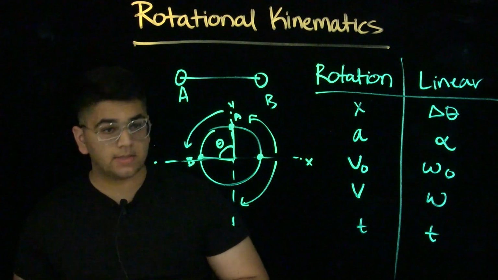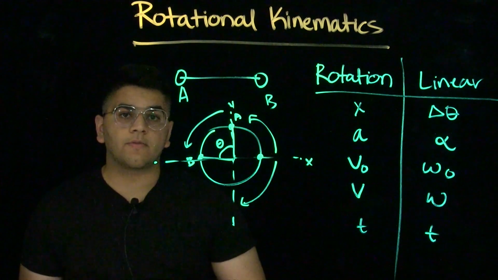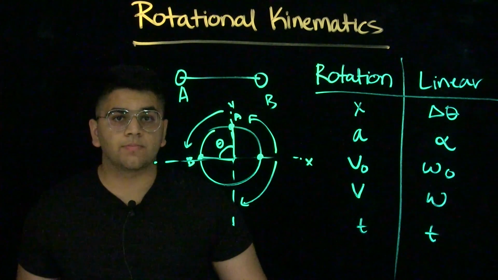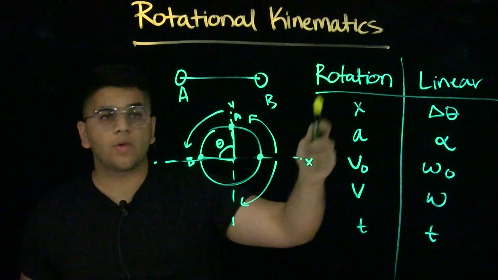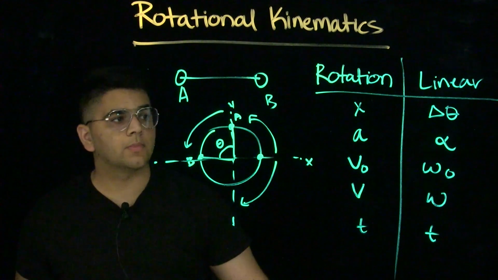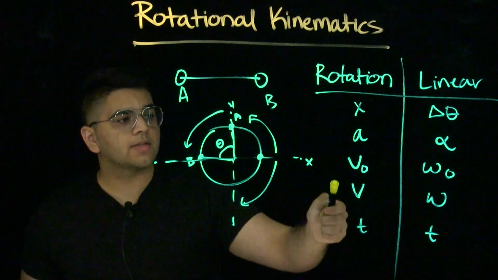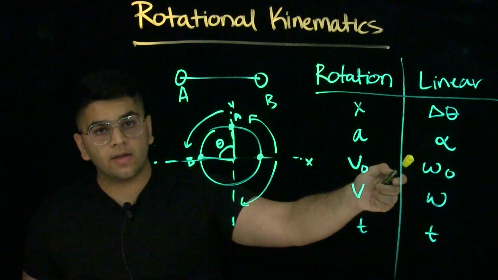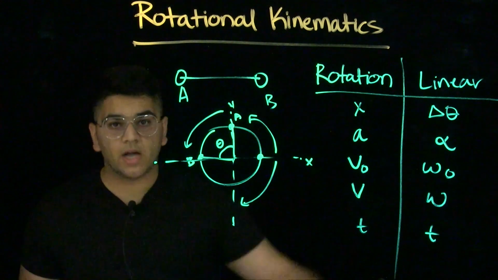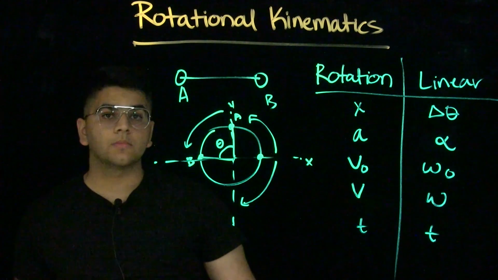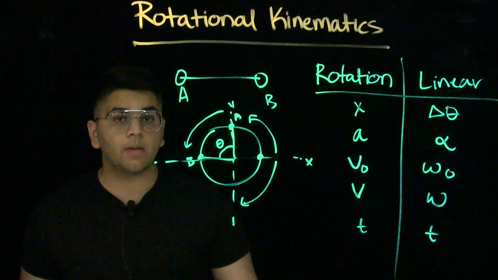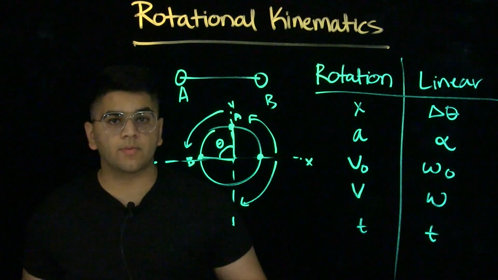Now, seeing this, we can find equivalence of linear variables in terms of rotation. Where we have displacement, we have a change in angle as our displacement. Acceleration becomes angular acceleration. Velocity becomes initial velocity and final velocity, as angular initial velocity and angular final velocity. And finally, time remains the same. So, nothing but the symbols for our kinematic variables have changed so far. Now, we can move from linear to rotation or rotation from linear.